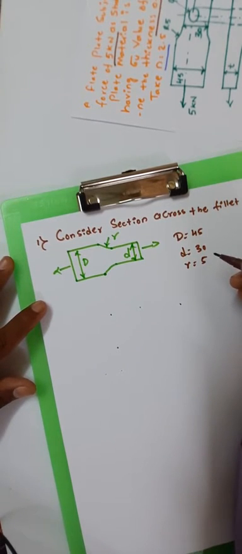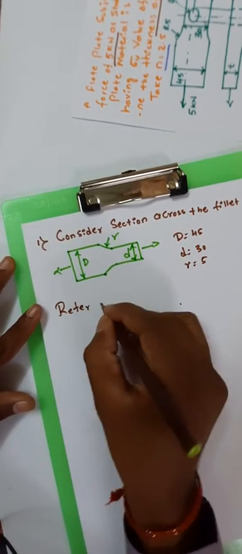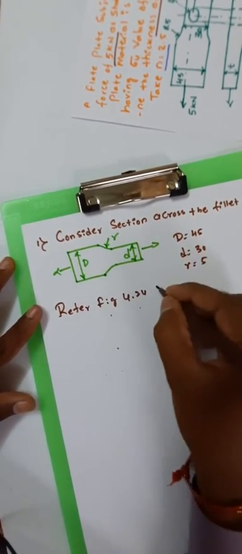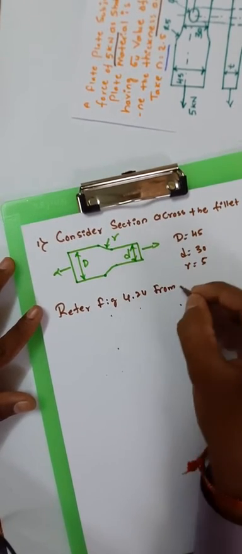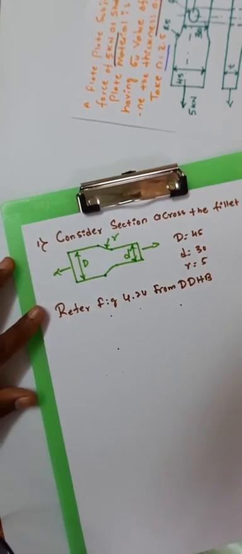From the design data handbook, I will show you how to consider that. Refer to figure number 4.24 from the design data handbook. You can see here this is the case. Here we need to find the thickness. You can see this is the given problem.